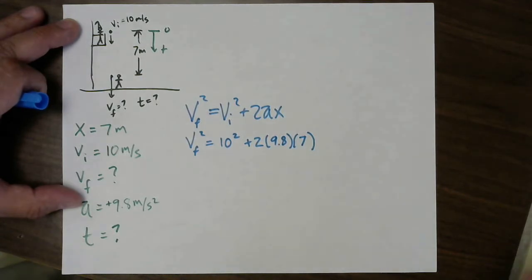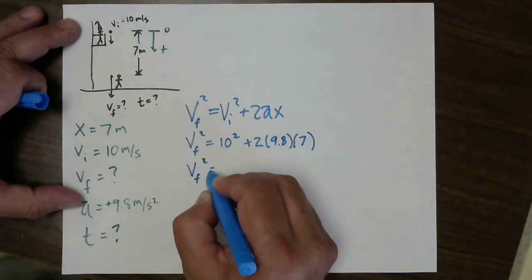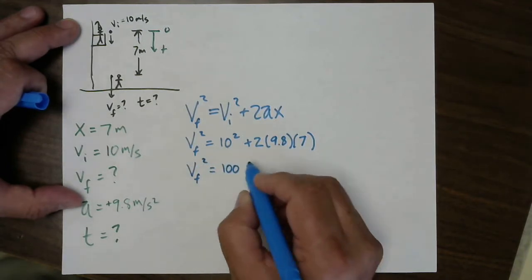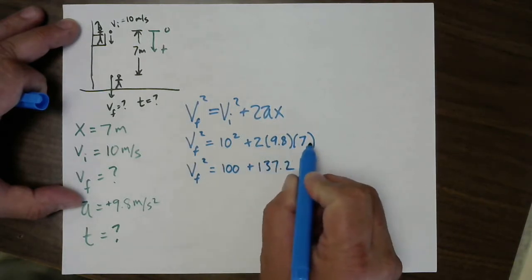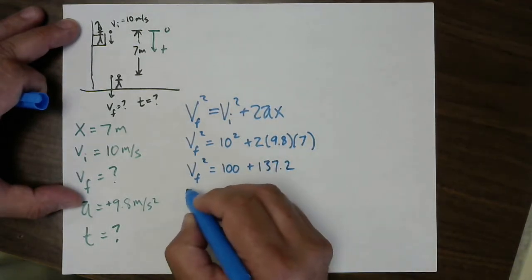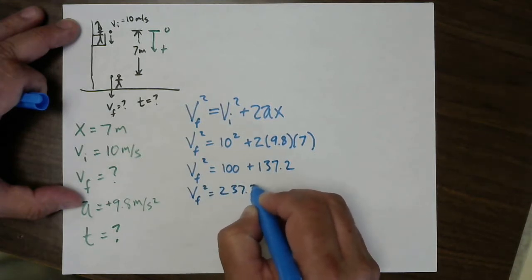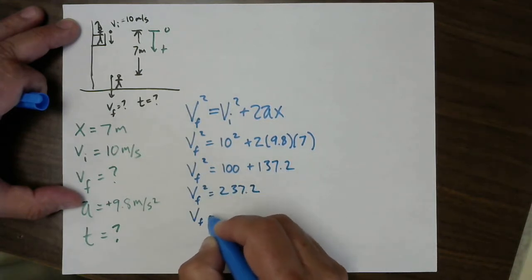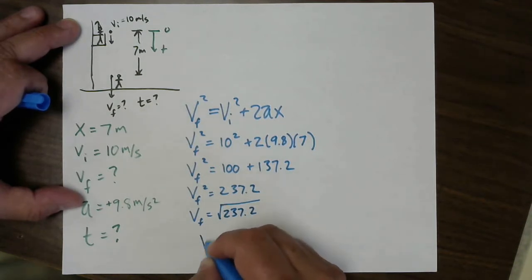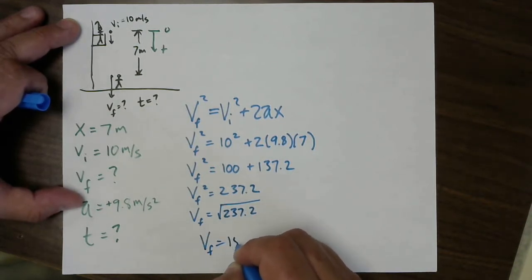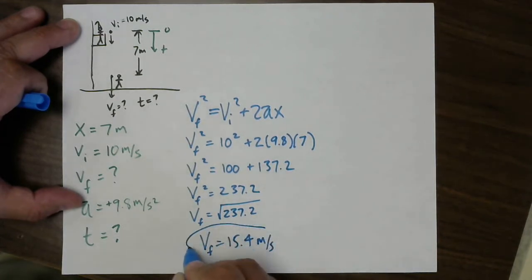So slightly different things. VF squared equals 100. That's what 10 squared is. Plus 137.2. That's what these numbers are multiplied together. No minus sign this time. So VF squared equals 237.2. So VF equals the square root of 237.2, and VF equals 15.4 meters per second.